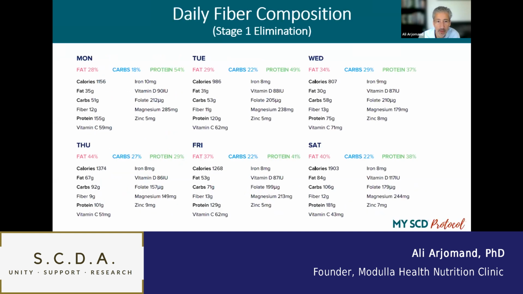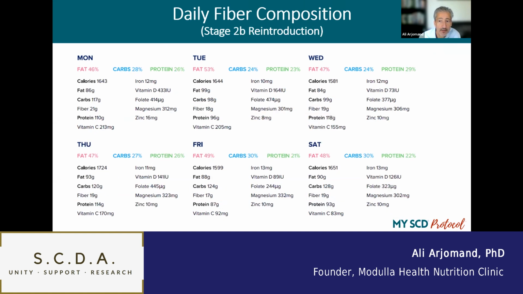Now, here I have pulled up a one-week example of what you would be consuming in stage 1 of my SCD protocol. This is elimination, so we've cut back on a lot of fibers. The fiber intake is on the low side. You may think this is quite high actually, but it's still on the low side because we're in the elimination, intro stage of SCD. The following stage, stage 2B, suddenly goes to 19, 18, 20. That's what we want to see: start low during the elimination and then go to 20 and 25 and so on. That's how I want you to think about it.